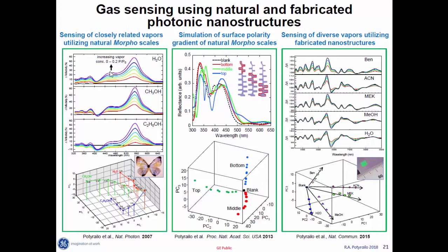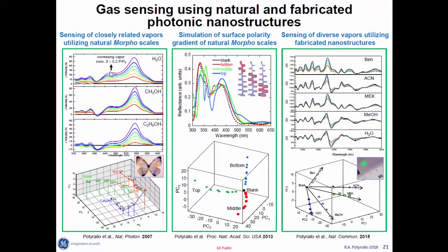And with our fabricated nanostructures, we have started to do more and more gas analysis. That's an example of several gases analyzed with these individual sensors. You see the diverse responses of this single structure to different vapors, and from where you are, that diversity is not very large.